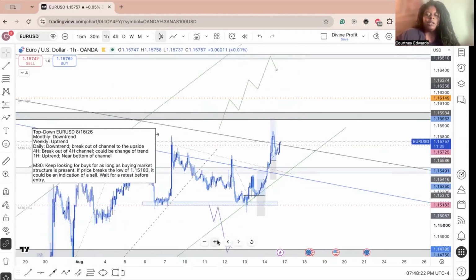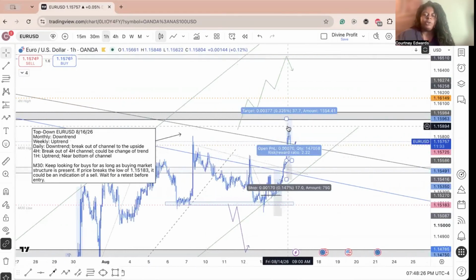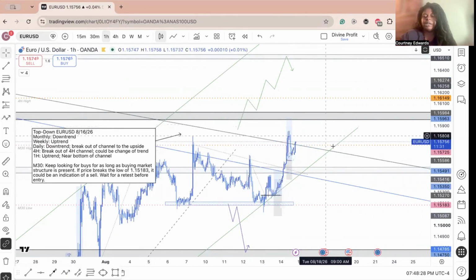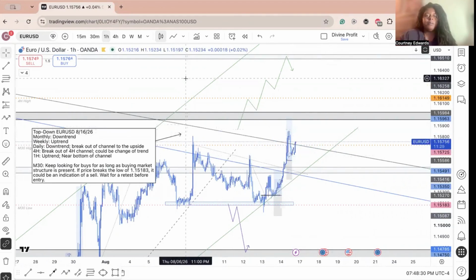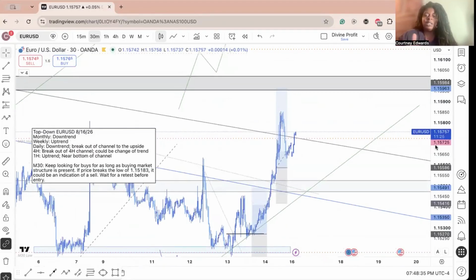We did break above previous highs here. Price has broken above that. So far we are creating higher highs and higher lows, so we are in buying market structure. So what does that mean for this week? This week, as long as we continue with the buying market structure, then we're going to keep looking for buying opportunities.